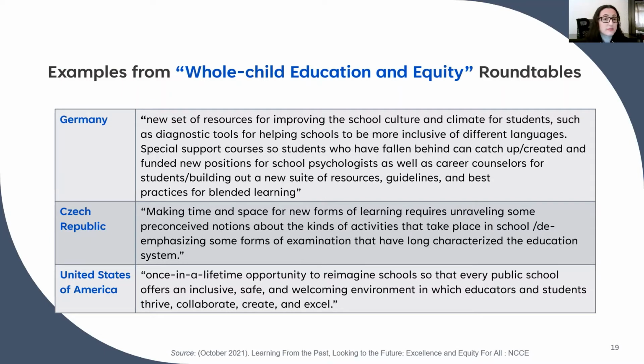For example, in Germany, there was a new set of resources for improving the school culture and climate for students, such as diagnostic tools for helping schools to be more inclusive of different languages. And we know that Germany has lots of refugees, so they had an issue with those children who would be missing during the crisis, the German language support in schools. So they had to provide them with intervention. And I continue from the Germany roundtable: special support courses so students who have fallen behind can catch up, created and funded new positions for school psychologists as well as career counselors for students, building out a new suite of resources, guidelines, and best practices for blended learning.